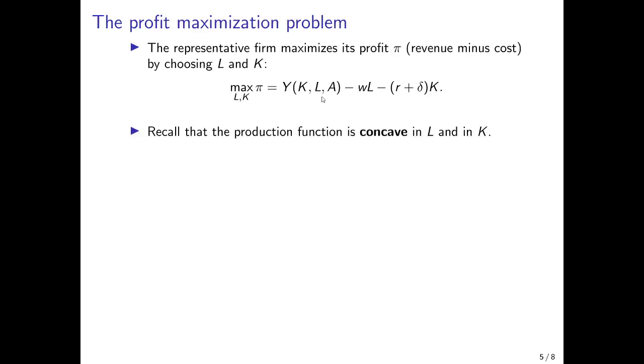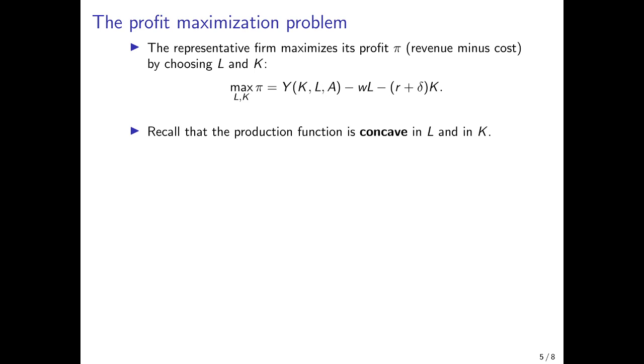Now recall that the production function is a concave function in employment and in the capital stock. What does this mean? So holding everything else constant, if you increase the number of workers, you can produce more, but the additional amount that you can produce decreases. So holding capital fixed and technology fixed, each additional worker increases output, but each additional worker increases output by less than the previous worker. Intuitively, this is clear.